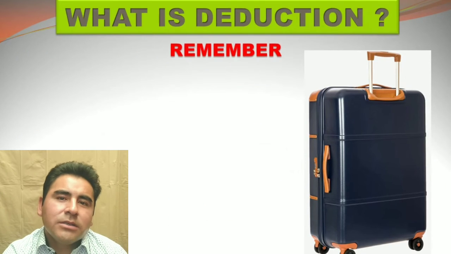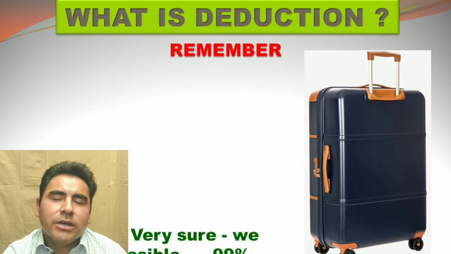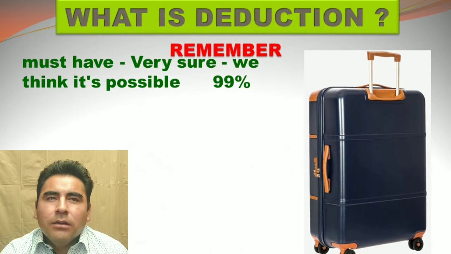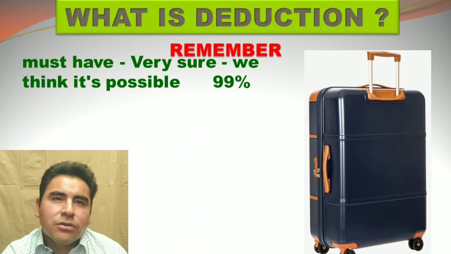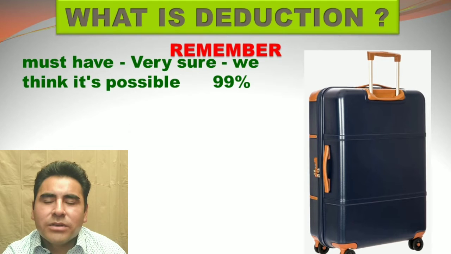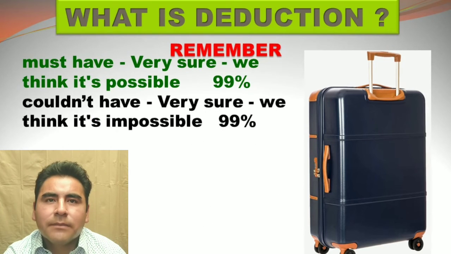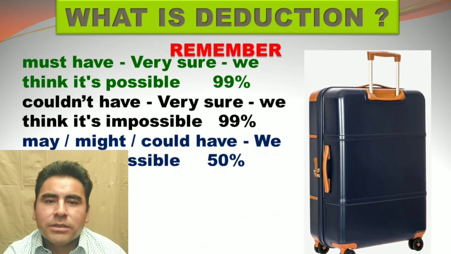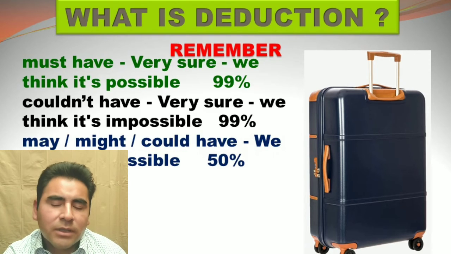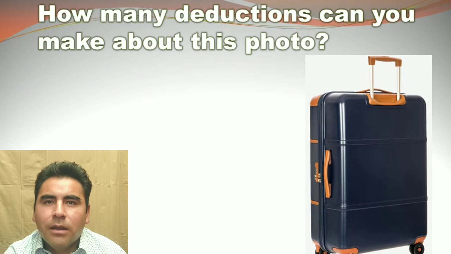And just to remember, what is deduction? Must have, very sure, we think it's 99%. Don't forget, must. Even in the present tense or past tense, we use must, right? But in the past, we use must have. Couldn't have, very sure, we think it's impossible, 99%. And may, might, could have, we think it's possible, 50%.